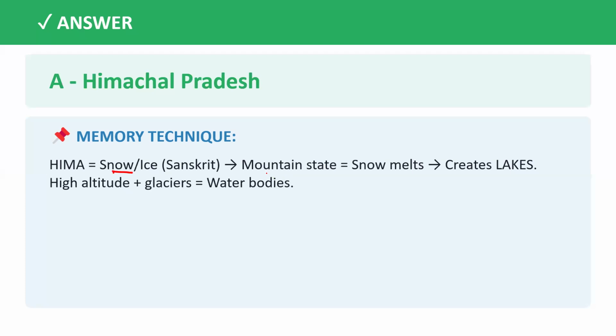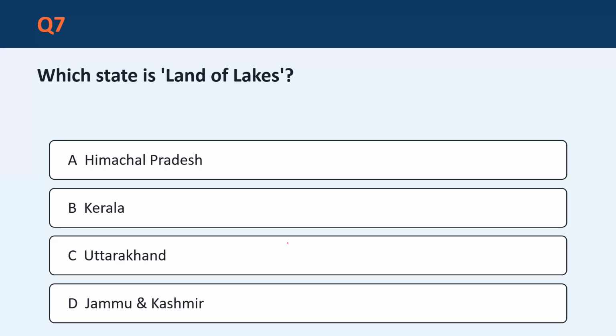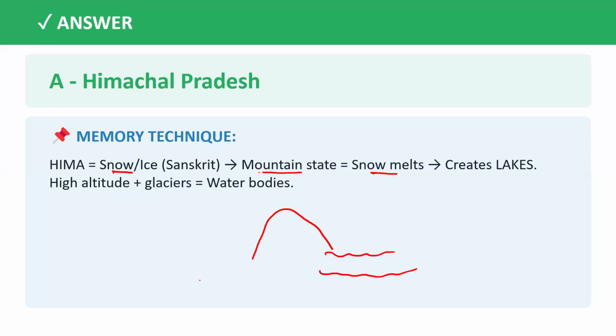So it is a term for mountain. So in a mountain, snow can melt, right? So in a mountain, snow can melt and it can create lakes. So in Himachal Pradesh, we do find many lakes, and hence it is called land of lakes.